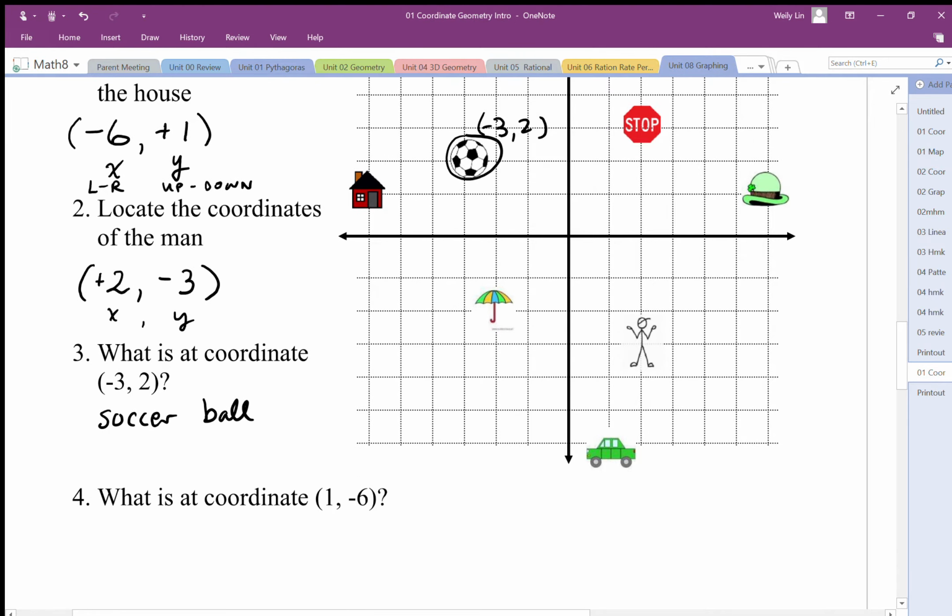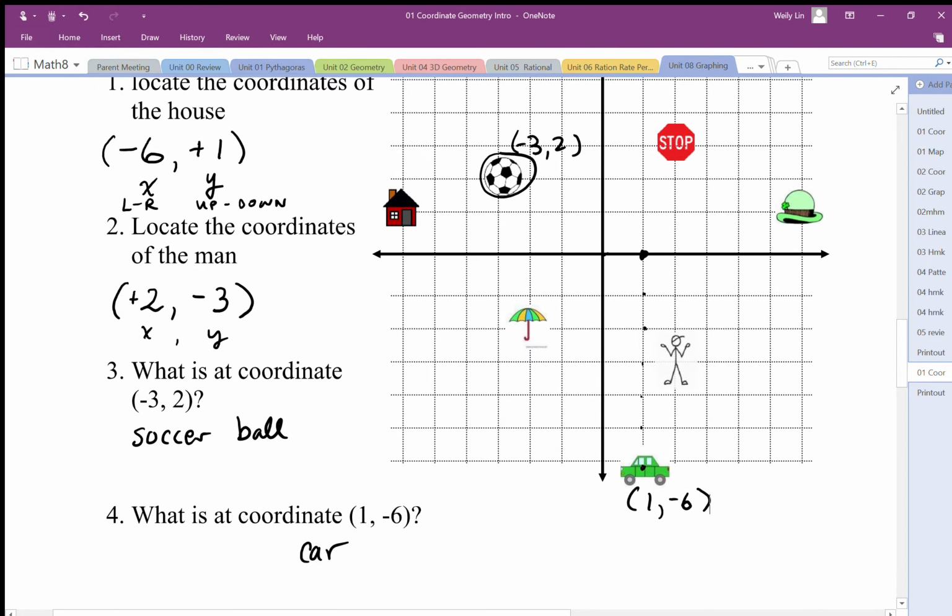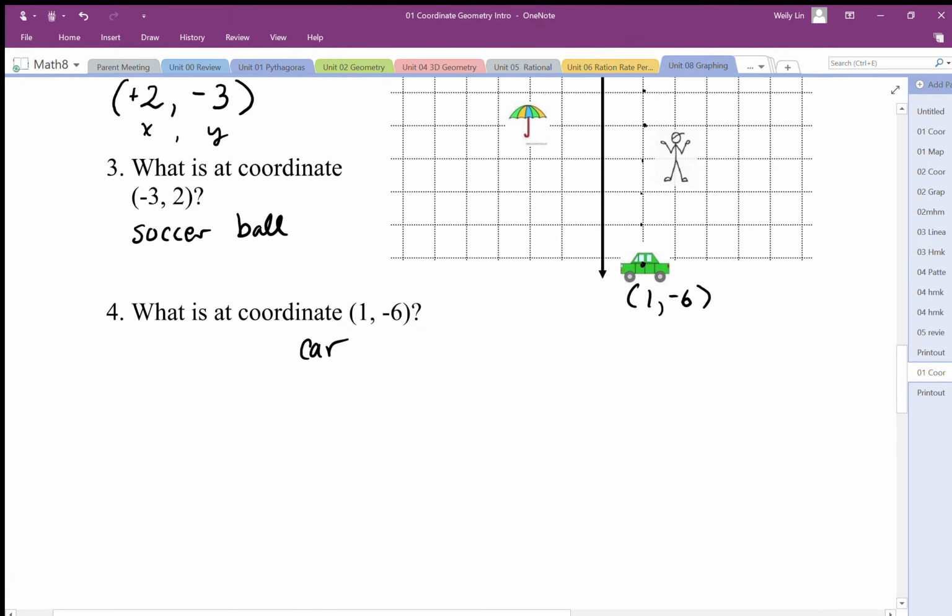And at 1, -6, again, the first coordinate is always our horizontal. It's 1, so we go to the right, +1. So we're going to end up right there, 1. And then from there we count down 6. -6 means down. 1, 2, 3, 4, 5, 6. We're at the car. So the car is at that coordinate of 1 to the right, 6 down. Again, the first coordinate is always left and right. The second coordinate is always up and down. So this is how we can use a coordinate system for mapping.